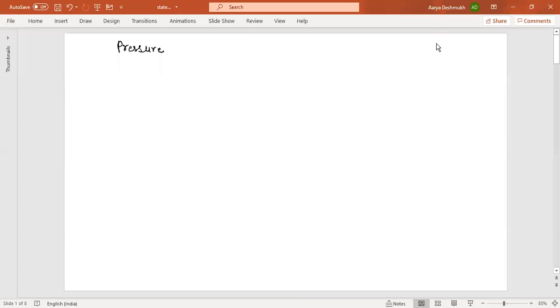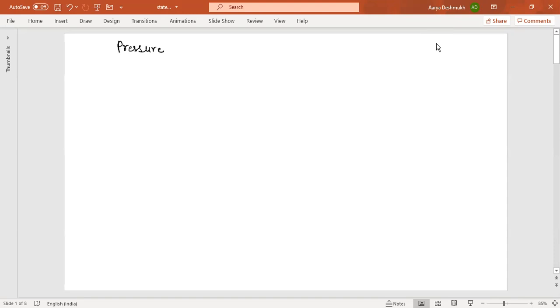Let us start with the next lecture, that is about solving the problems based on Boyle's law. Before going to solve the problems based on Boyle's law, we need to know some of the basic units for the different terms which we'll be using, like pressure, volume, temperature, number of moles.